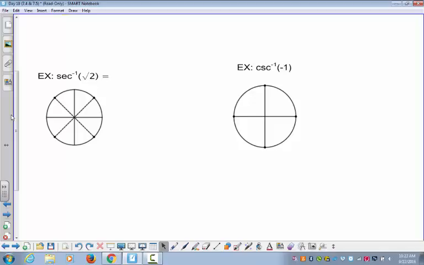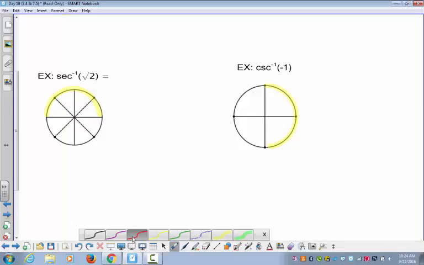Top or right for inverse secant? Top for inverse secant. And how about inverse cosecant? Right. So those two are the easy ones because they're directly related to their reciprocal functions. If we think about cosine and secant, they're both on top, and sine and cosecant, the inverses, are both on the right.